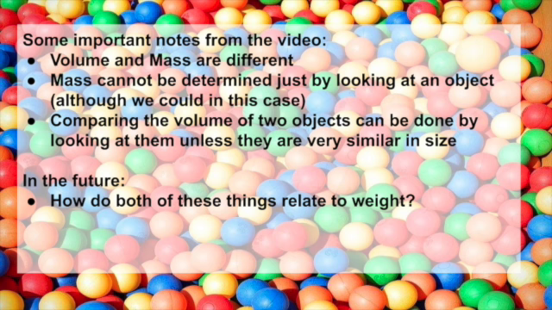So let's look at some important notes from the video. First of all, we should know by now that volume and mass are different, and you should also have seen through watching the video that mass cannot be determined by just looking at an object, although we could do that in this case because we were using different color water. You can compare the volume of 2 objects by just looking at them unless they're similar in size, and we're going to run into some other factors when it comes to volume in the next few days. One thing that I want you to keep thinking about is, how do both of these things relate to weight?